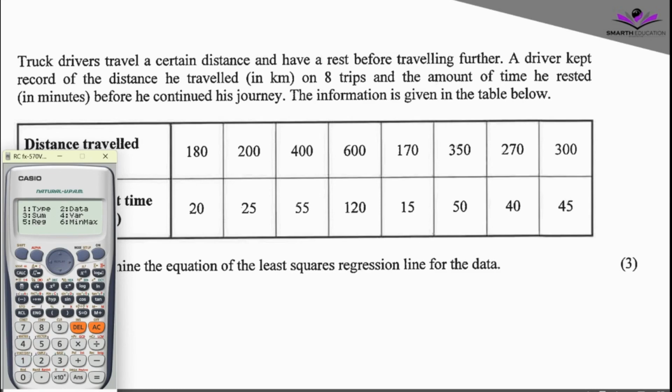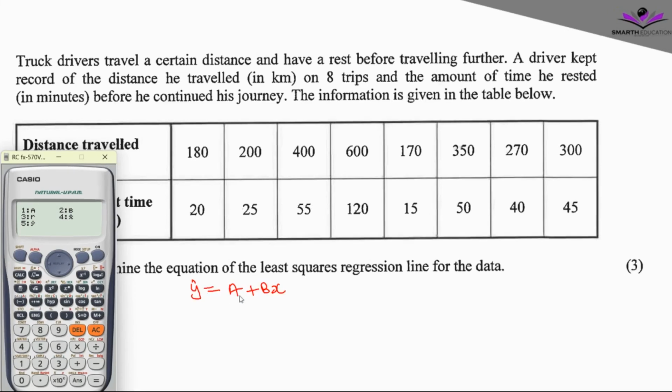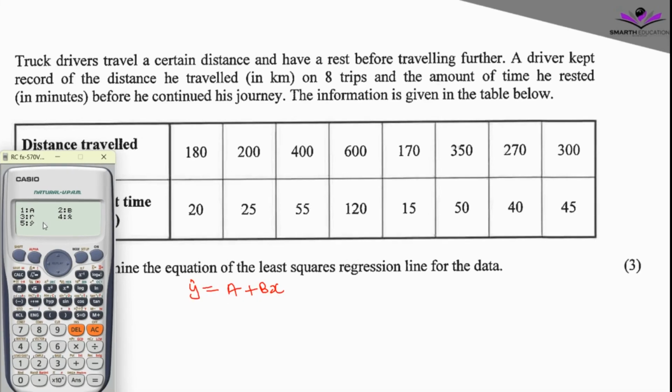Okay, now we want the equation of the least squares regression line. So here, regression, you see it's number 5 in this calculator. So we press 5. Then we can find our a and b. Remember, the equation of the regression line is in the form y is equal to a plus bx. Now, how do we get our a? So a in this calculator is 1. So you press 1 and then equals.